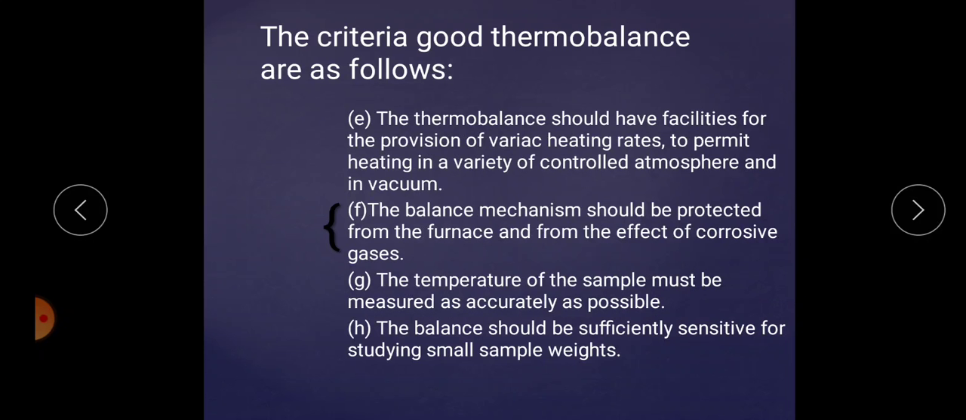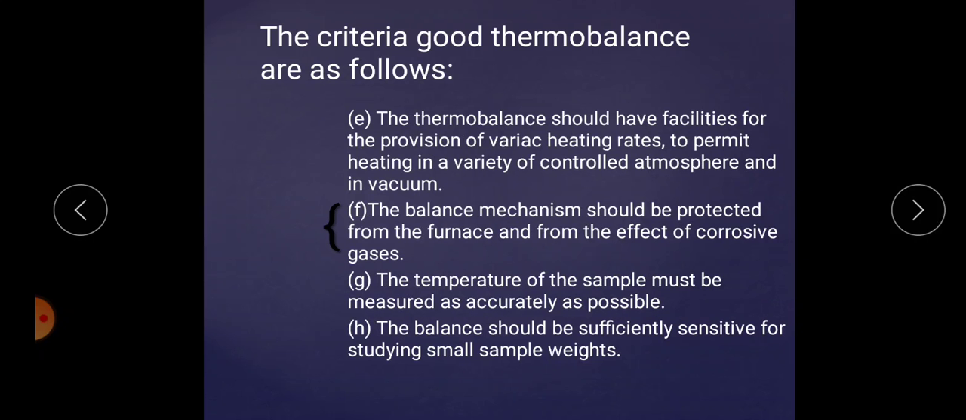The next point is that the thermobalance should have the facility for variable heating rate, to permit heating in a variety of controlled atmospheres and in a vacuum. Basically, the sample should not get affected by the atmosphere. For that purpose, the sample must be placed either in a vacuum or in a neutral atmosphere, for example nitrogen gas. In this case the heating rate must be varied, means if we are giving a temperature in steps of 5 degrees Celsius, we give 10 degrees Celsius, then 20, then 30, then 40, this is the 10 degrees Celsius variation. Such a variation can be maintained by a good thermobalance. So this is the fifth point.